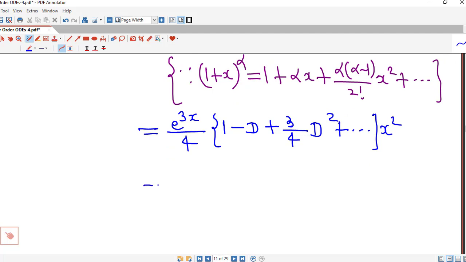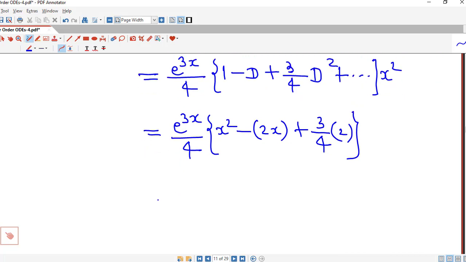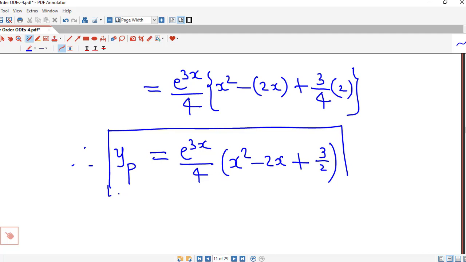So now we can operate on x square with all the terms one by one: e raised to 3x by 4, 1 into x square is x square, minus the derivative of x square, which is 2x, plus 3 by 4 times the derivative of 2x, which is 2, and the remaining terms will become 0. So this we can rewrite as e raised to 3x by 4 into x square minus 2x plus 3 by 2. So this is the particular integral, or particular solution, of the given differential equation.